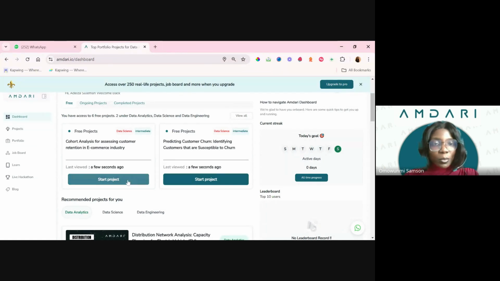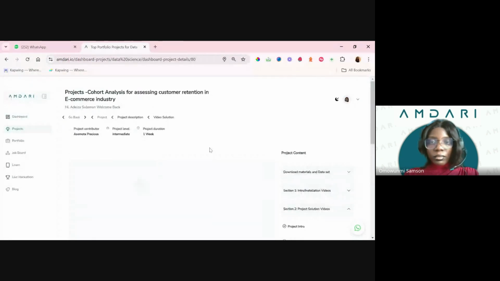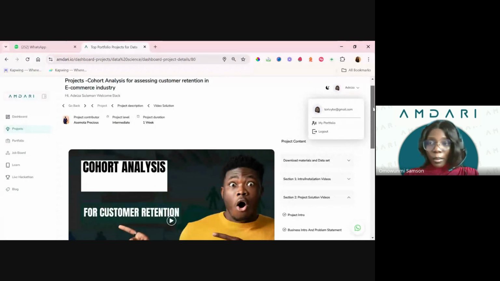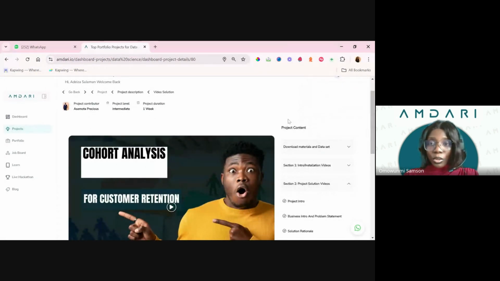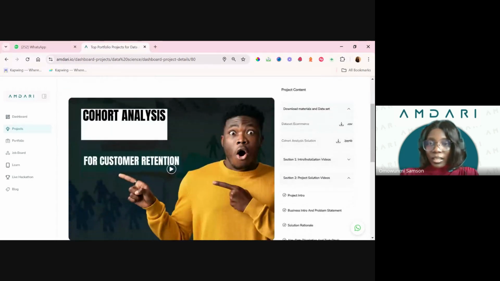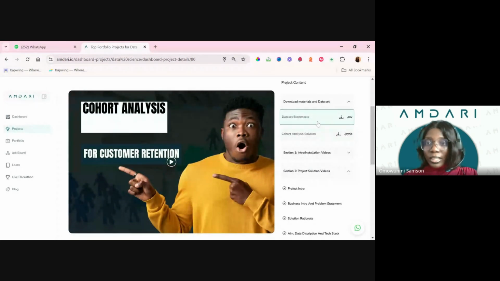So let's say I start this project, for example. This is under data science. I click on it. It brings me to the project page where I can watch the guided videos. You can see the data sets right here. I can click to download these data sets.